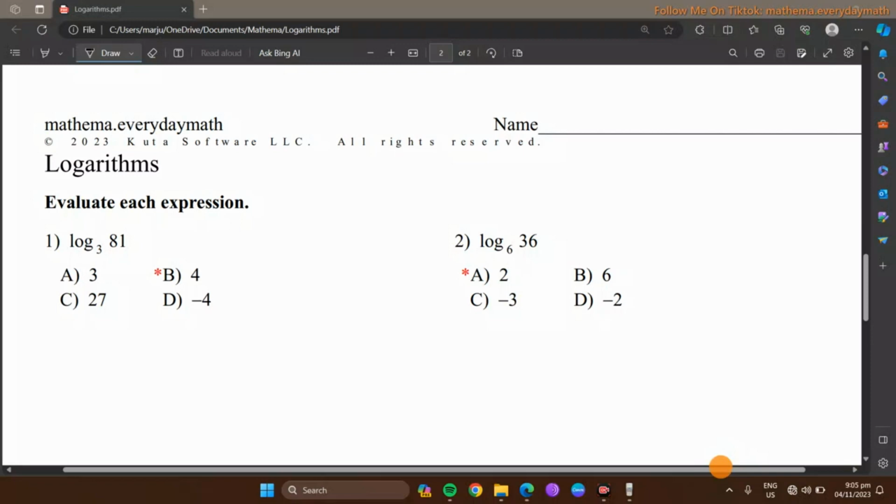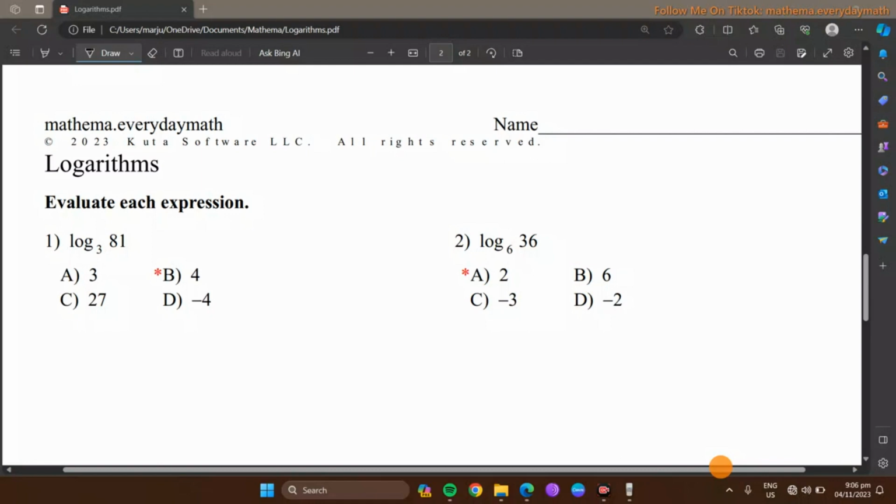Today, pag-uusapan natin about logarithms. So, as a form of review, alam natin when we talk about logarithms, this is just the inverse of our exponents. So basically, all the rules and laws of exponents are applicable when we are dealing with logarithms. So we have here an exercise. Evaluate each expression. So we are asked to evaluate this logarithmic expression, log of 81 with base 3.